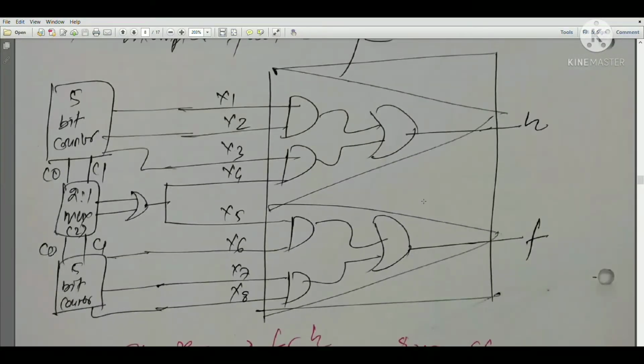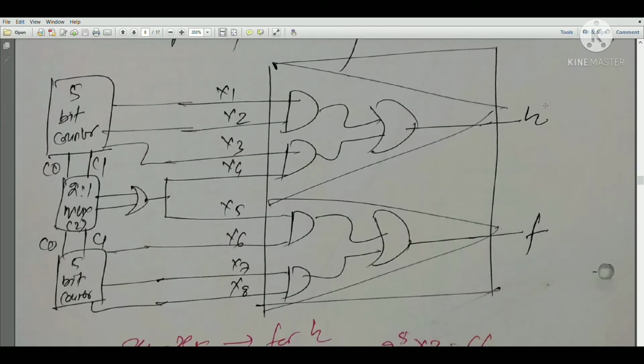Here you can see that two 5-bit counters are there, 5-bit counter 1 and 5-bit counter 2. A 2:1 multiplexer is selecting C0 C1. It is connected to both the counters, and the first counter is generating the direct outputs x1 x2 x3, and here it is x6 x7 x8. And x4 and x5 are combined through this OR gate, coming from the 2:1 multiplexer. Now if I talk about primary output H and primary output F, this is the fan-in cone for primary output H, and this is the fan-in cone for primary output F.